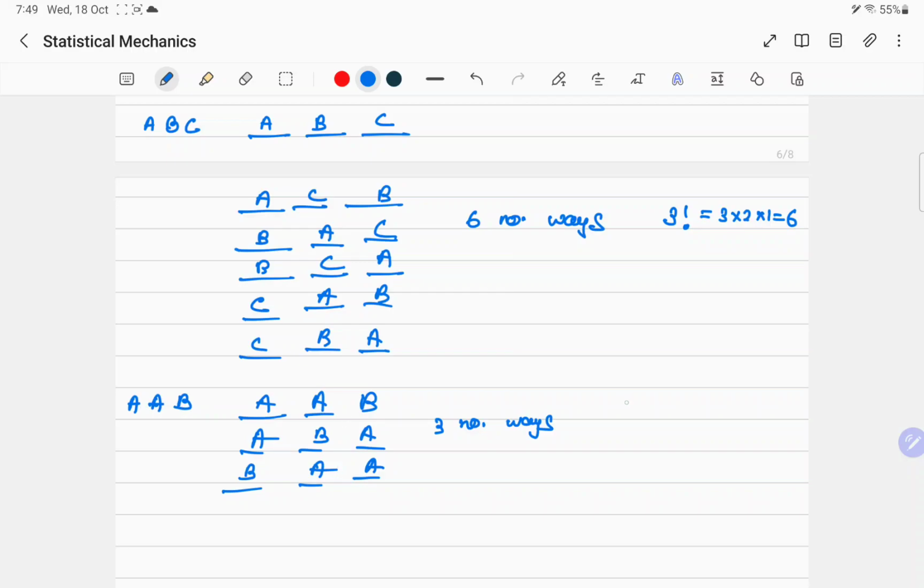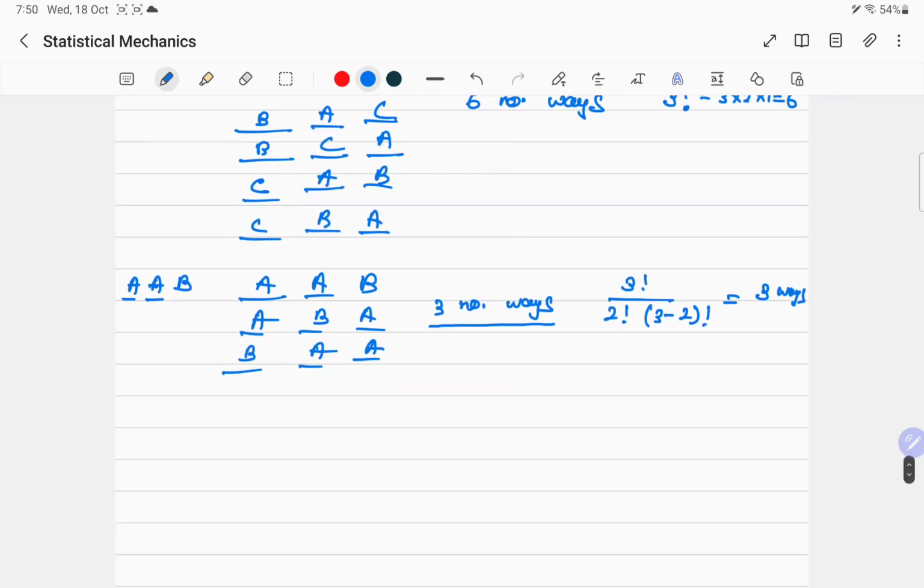That means now I have 3 factorial divided by 2 factorial into (3 minus 2) factorial, that is 3 ways. So when the particles were different, that is A, B, C, with no repetition, I can arrange them in 6 ways in 3 energy states. But when there is repetition, then there are only 3 meaningful arrangements in 3 energy states. So I will apply the same concept while discussing the Maxwell Boltzmann distribution.